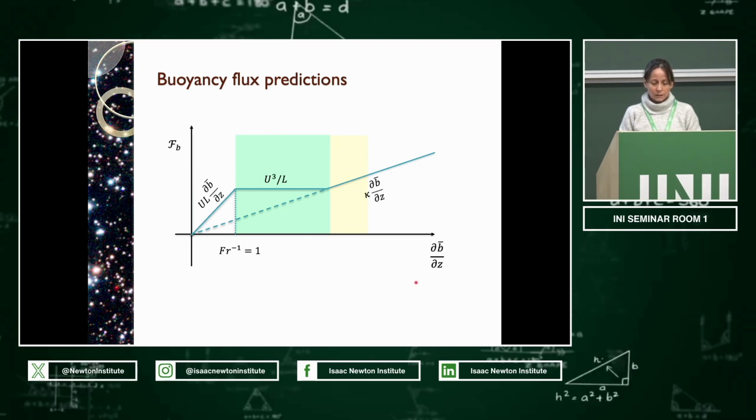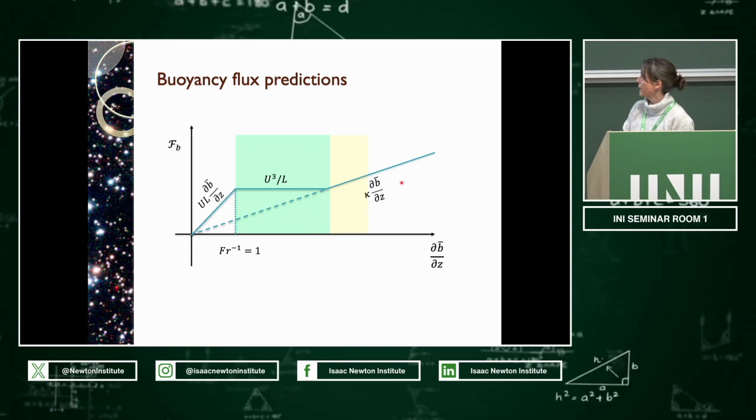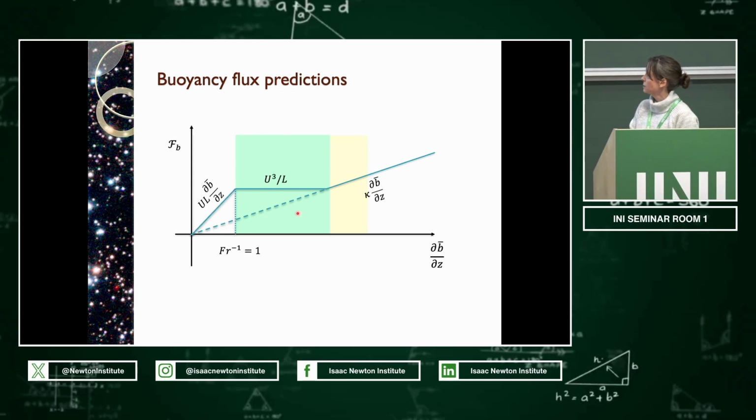So this is the buoyancy gradient here. The gray region is very weakly stratified. This is the region where the multi-scale or the single-scale model ought to apply. And this is where buoyancy diffusion begins to matter.